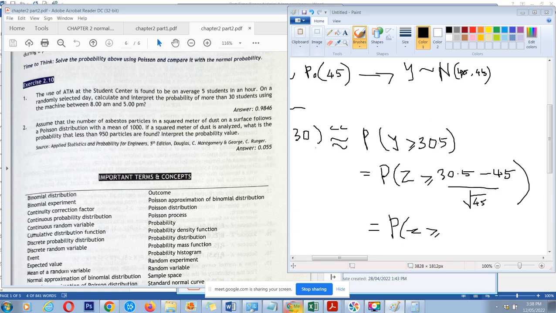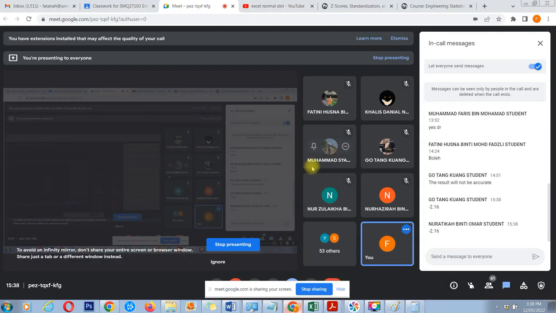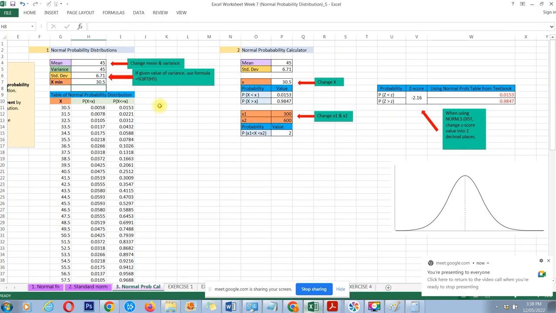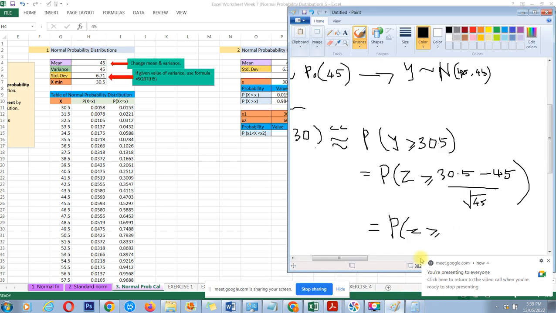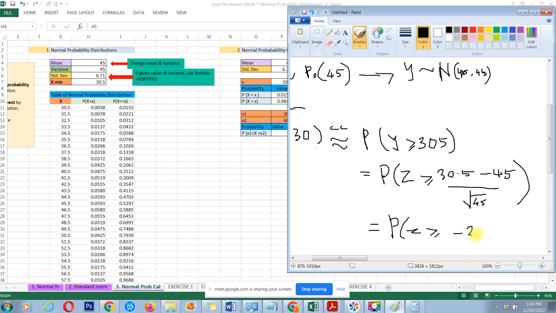Cuba kira. Kelas, ada orang tak ni? Ke saya seorang je ni? Negatif pun saya. Okay, bagus. Sebab masukkan kat sini je, baru saya terlintas, tak ingat tadi. 30, kita nak 30.5 kan? Kita punya ni 30.5, 45. Jadi negatif 2.16. Mana saya punya ni pengiraan tadi? Negatif 2.16.